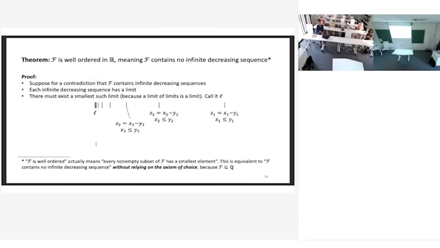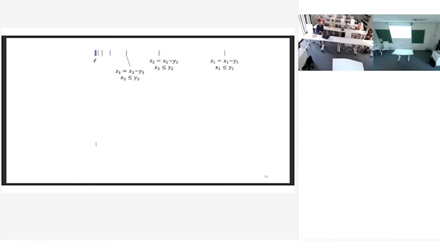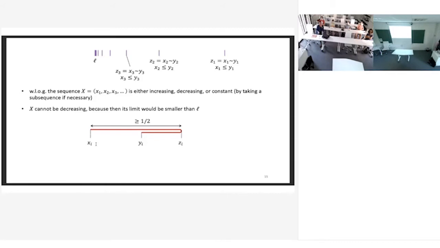So here you have it. Each purple bar is a fusible number that is constructed by two previous fusible numbers, xn and yn. Let's say that xn is smaller or equal to yn. And so you can assume without loss of generality that the sequence of x's is either increasing or decreasing or constant, because you can take a subsequence if necessary. But x cannot be decreasing, because since x is the smaller of the two, it has to be at least half smaller than L. So the sequence of x's will be an infinite decreasing sequence that has a smaller limit, which contradicts the minimality of L.